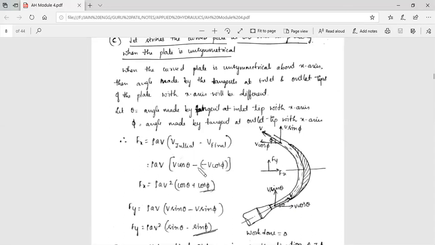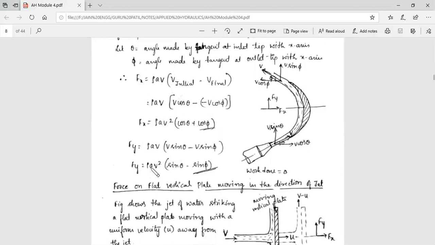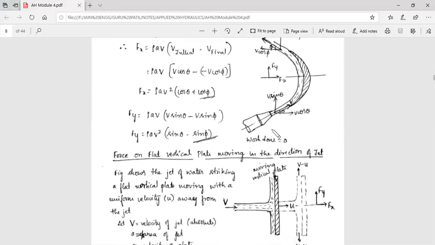So v cos theta minus of minus v cos phi, because this is minus cos phi and this is plus cos theta. So including that, Fx will become rho a v square (cos theta plus cos phi). Fy will be rho a v square (sin theta minus sin phi). Again it is the vertical components we need to take. So it is very easy.